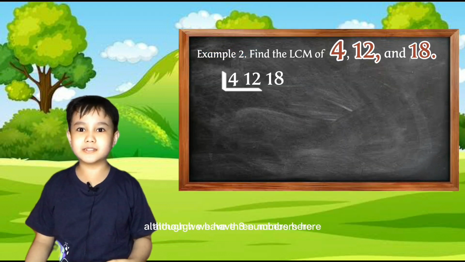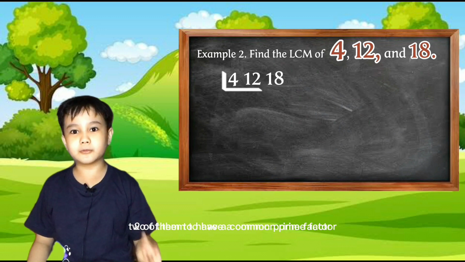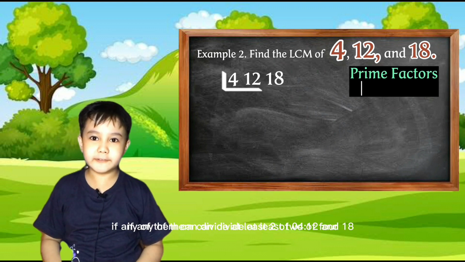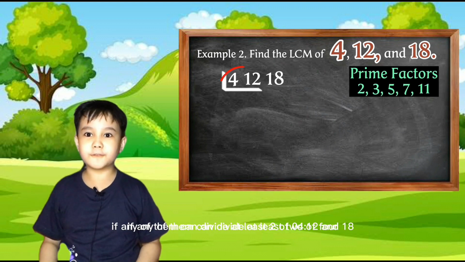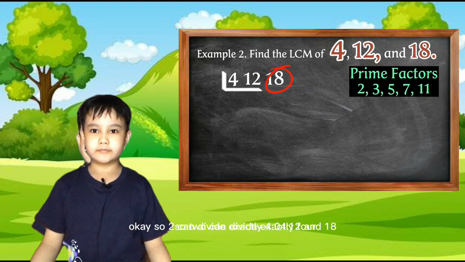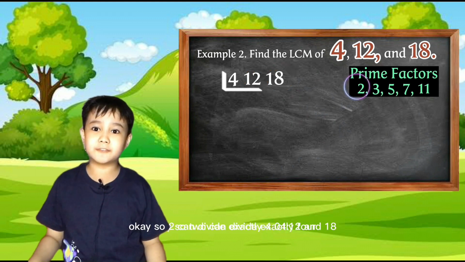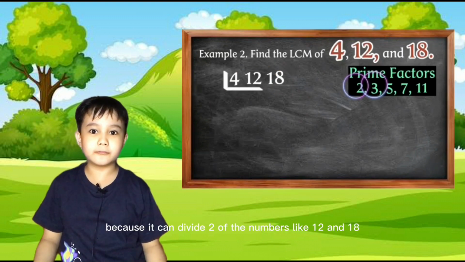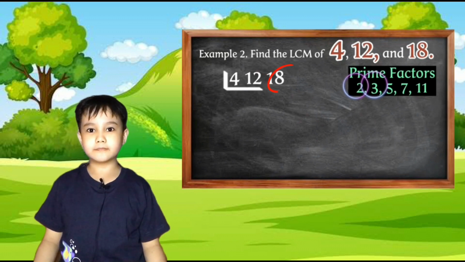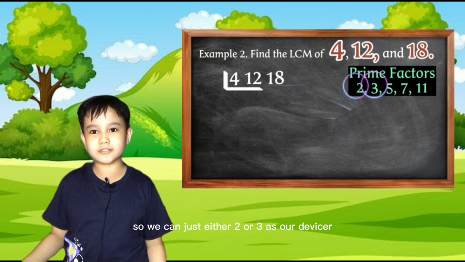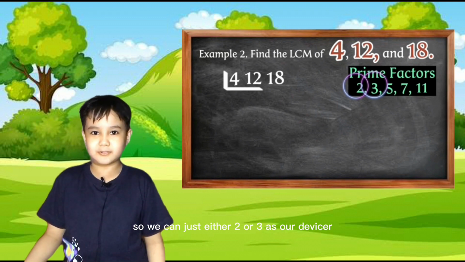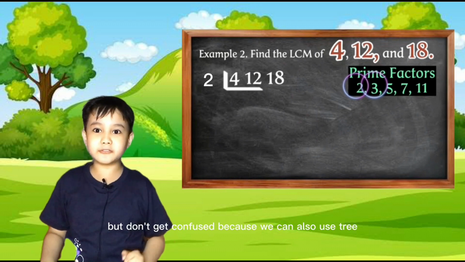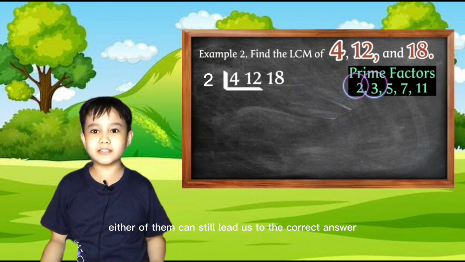Although we have three numbers here, we only need at least two of them to have a common prime factor to continue. Let's see from these prime numbers if any of them can divide at least 2 of 4, 12, and 18. Okay, so 2 can divide exactly 4, 12, and 18. We can also take 3 because it can divide 2 of the numbers, 12 and 18. So we can choose either 2 or 3 as our divisor. Let's choose 2, but don't get confused because we can also use 3. Either of them can still lead us to the correct answer.